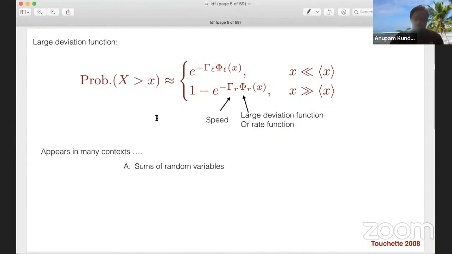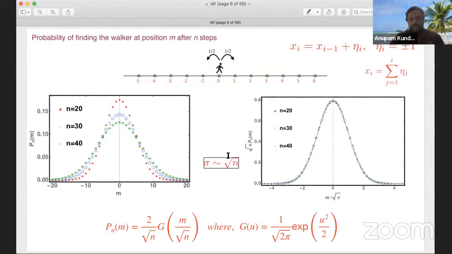These functions appear in many, many contexts. One of the simplest contexts is sums of random variables. The simplest example is the random walk, where you ask what is the probability of finding the walker at position M after step N. This is a very simple problem, and all of us have done it. If you compute it and plot it, the distribution will look like this at different N. As N increases, the distribution becomes flatter. This is at N equal to 20, this is at N equal to 30, and this is at N equal to 40.